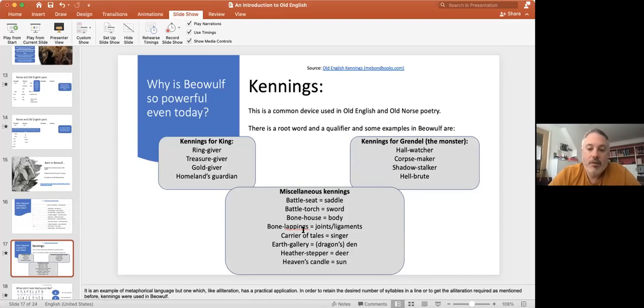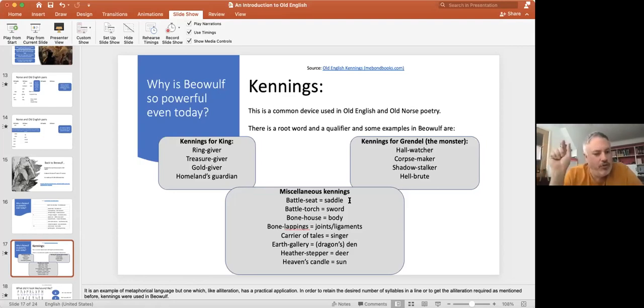You've got bone house, which is banhus in Old English, which was the body, because it's the house of bones. You've got the battle seat, which is a very good one as well, isn't it? Where you do battle from, which would be the saddle of your horse. So as well as being very evocative and emotive, it's something that would also make things stick in the mind of the reciter.